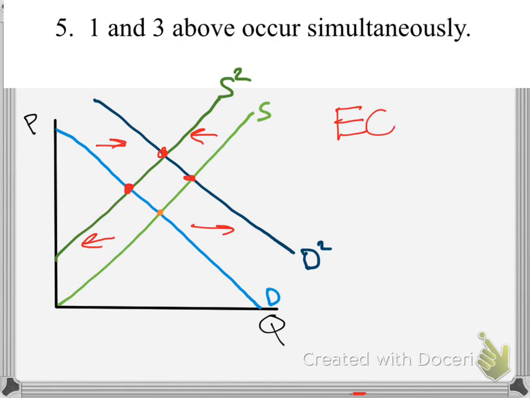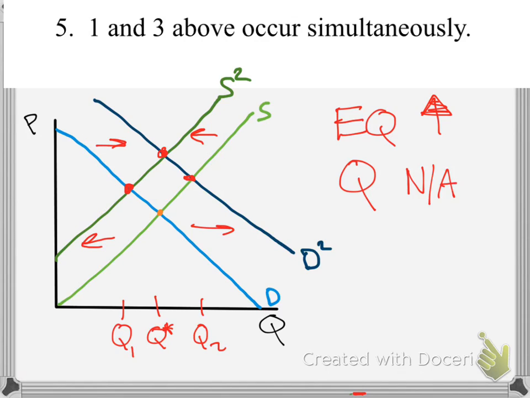So equilibrium price is higher than it was before. But what about the quantity? So Q star is the original equilibrium point. And we could have a Q here, we could have a Q here, or we can even have a Q relatively close to the original Q star. So you cannot determine the quantity that is demanded. So this one you would just say indeterminate, but for the shorthand I'm going to do not applicable. So that's kind of how you see it there.